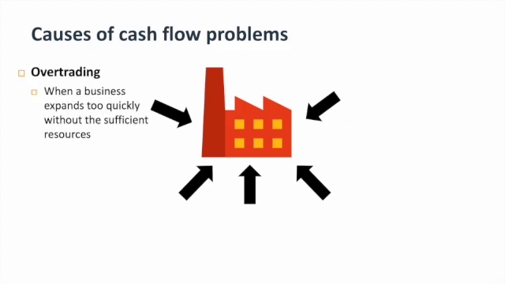So the first one, very typical, is overtrading. That happens when a business expands too quickly without sufficient resources. What does that mean? For example, when a business buys too much stock, too much inventory, it uses most of its cash, most of its working capital goes into the inventories, but then it doesn't have a big enough customer base. The customers are not buying the goods fast enough, and so we are not able to keep on trading. We have sort of burned the business.